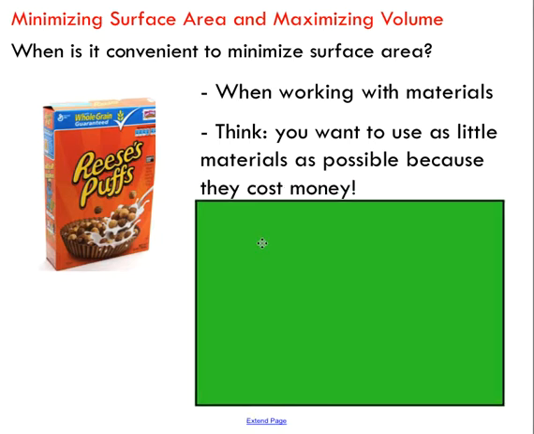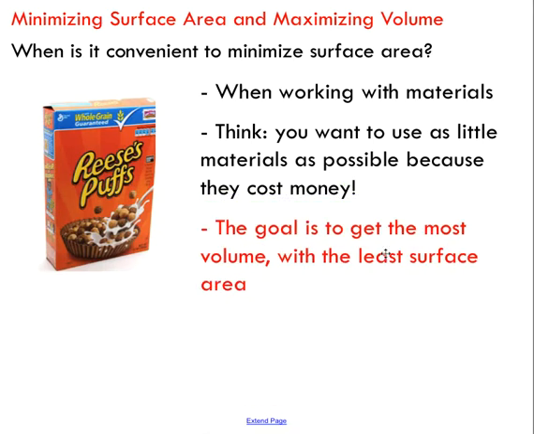So you want to use the least amount so that you can save money for your company or whatever it is that you're working for, or if you're building something, it's coming out of your pocket. So you want to save money. The goal is to get the most volume with the least surface area. Okay, so you can use the least amount of space, save money, and still get a lot of volume.